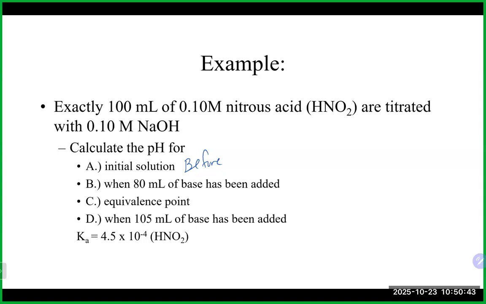But let's take a look at this titration here. Obviously, we are adding our sodium hydroxide to our nitrous acid. And we're going to start with part A, which is really before you start the titration. So once again, in part A, we pretty much just have our weak acid. We basically just have our 0.1 molar nitrous acid sitting in our beaker or flask. It has a Ka value of 4.5 times 10 to the minus 4.